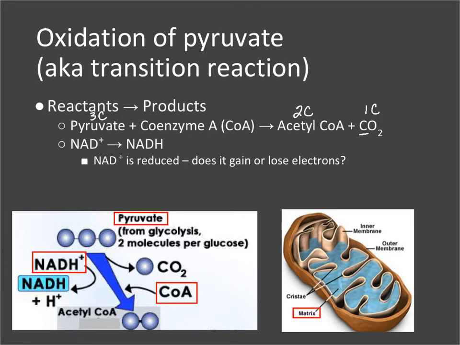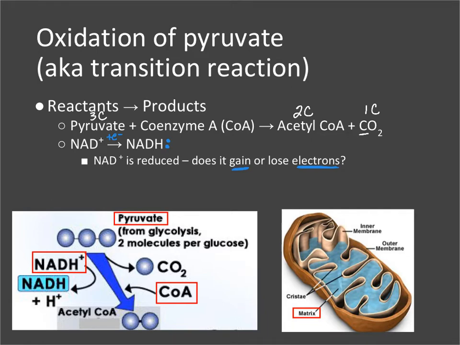Additionally, we've made some additional NADH. So NAD plus picks up some electrons to make NADH. And once again, I'm going to draw those little dots there to remind myself that the NADH is carrying some electrons. So the NAD plus was reduced in order to form NADH. NAD plus gained, remember reduction is gain, so NAD plus gained electrons in order to form NADH.